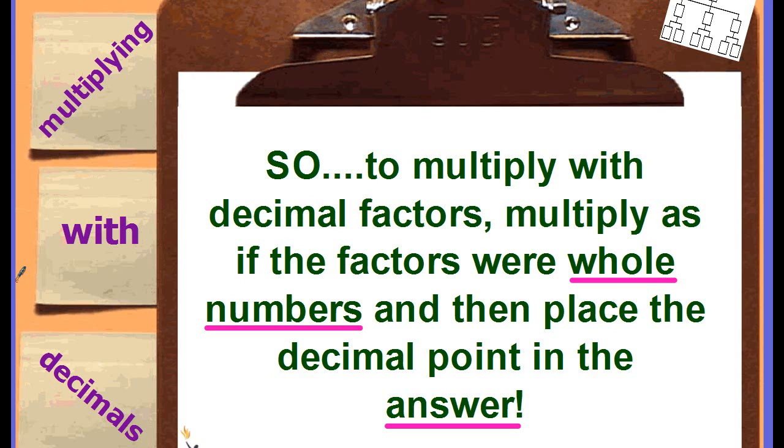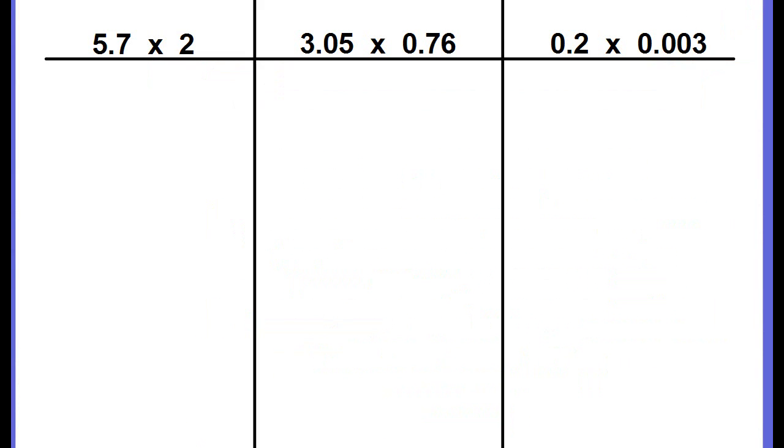So, to multiply with decimal factors, we multiply the factors as if they're whole numbers, and then we place the decimal point in the answer. Many people, when they see decimals, try to do all sorts of stuff that gets really confusing. You don't need to do any of that. Just multiply as if they were whole numbers.